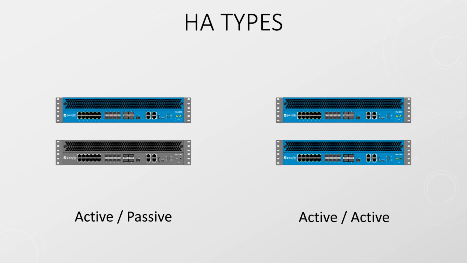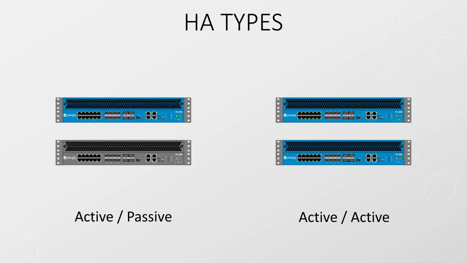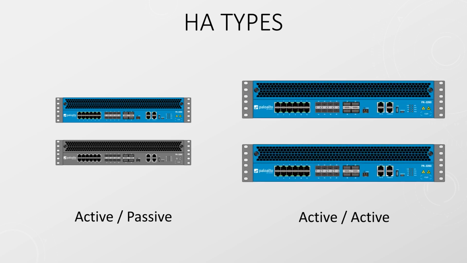When it comes to high availability, Palo Alto firewalls use the same two options as everyone else. Option 1 is active-passive, where one firewall is in a passive state waiting to take over if there's a failure. Option 2 is active-active, where both firewalls actively pass traffic.